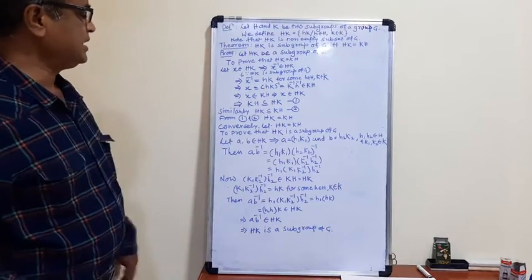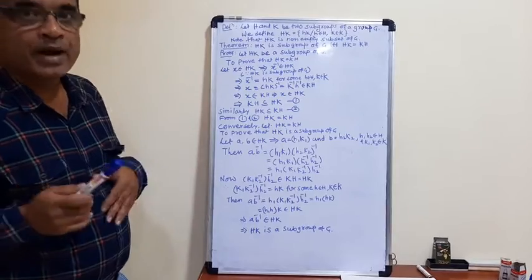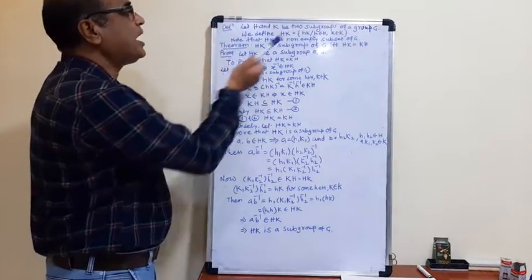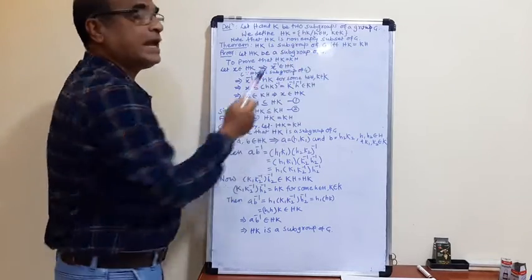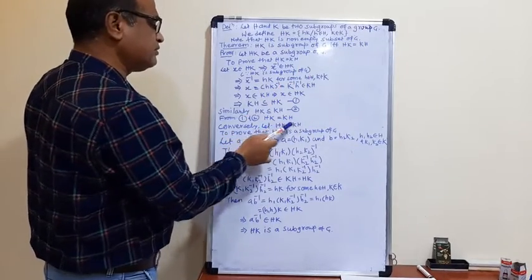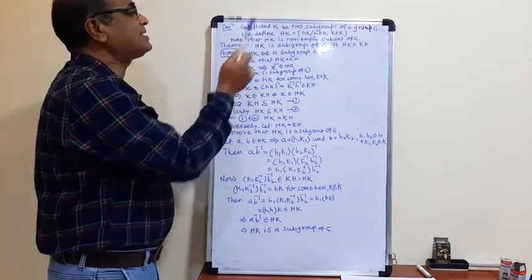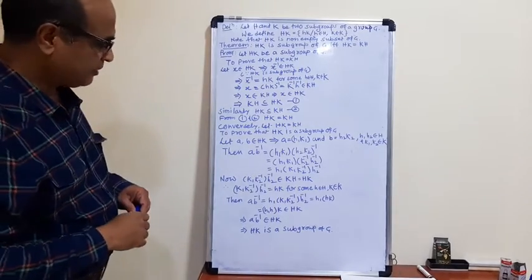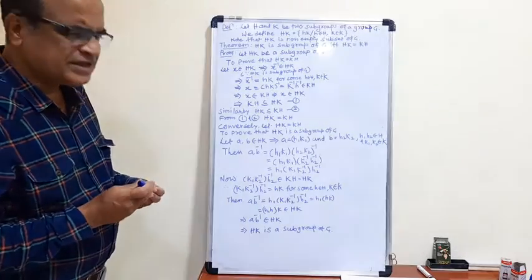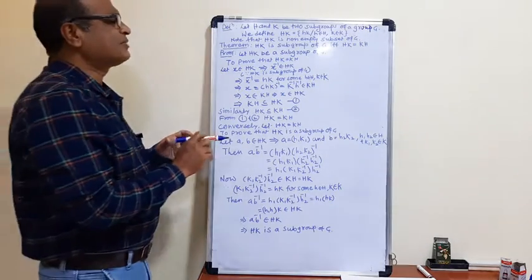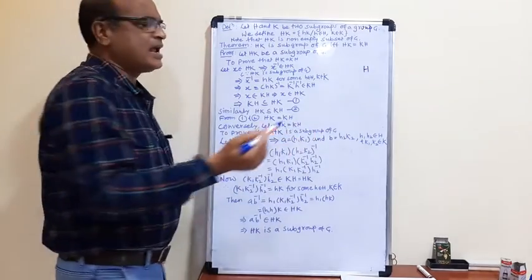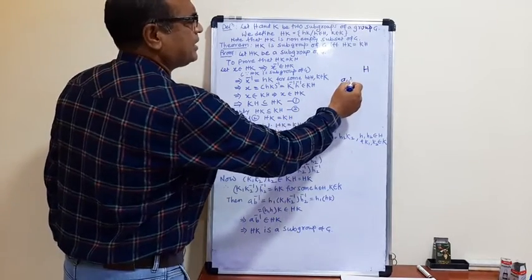Then what is the other part? Conversely, let HK be equal to KH, which is given. Then prove that HK is a subgroup of G. This is a better way to prove it. HK is a set, and a, b are elements of HK.